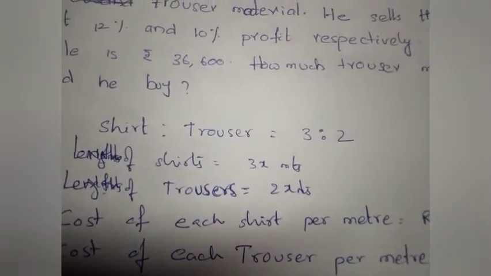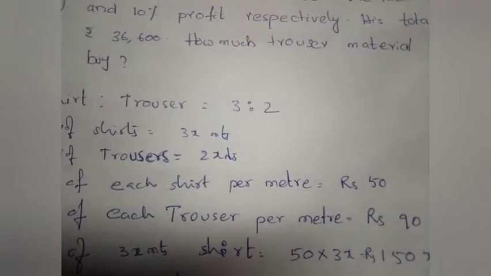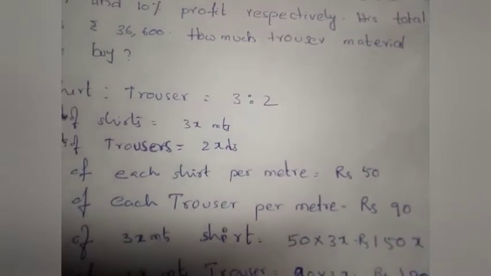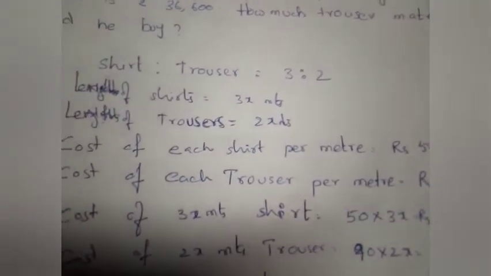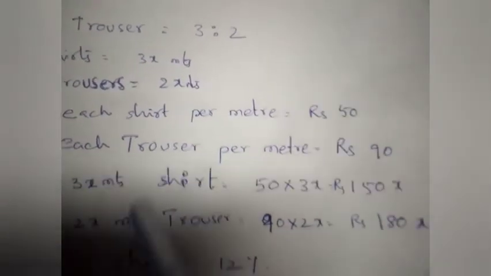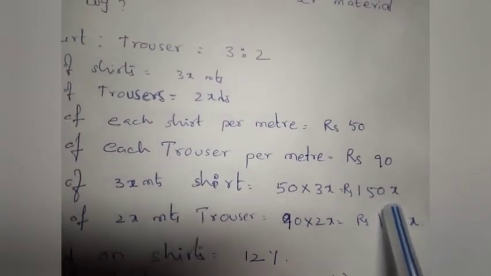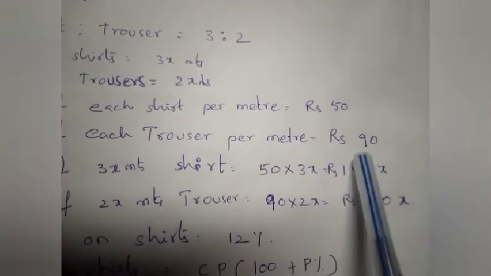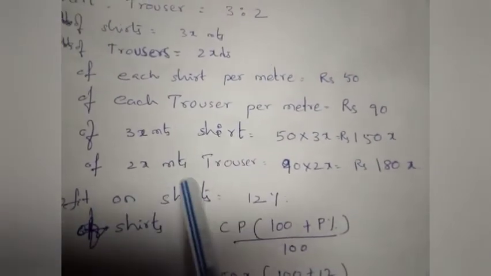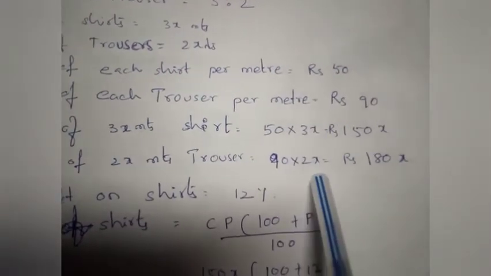Now cost of each shirt per meter is equal to 50 rupees. Cost of each trouser per meter is equal to 90 rupees. Per meter shirt is 50 rupees. Then how many meters are there in total? 3x meters. So cost of 3x meter shirt is equal to 50 into 3x, that is equal to 150x rupees. Next, cost of trouser per meter is equal to 90. Total how many are there? 2x meters are there. That is cost of 2x meters trouser is equal to 90 into 2x, that is 180x.